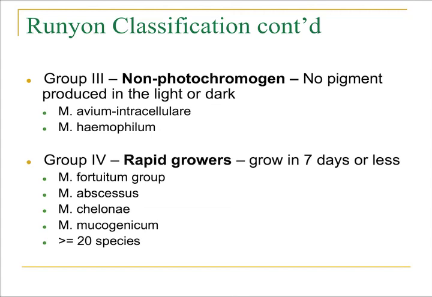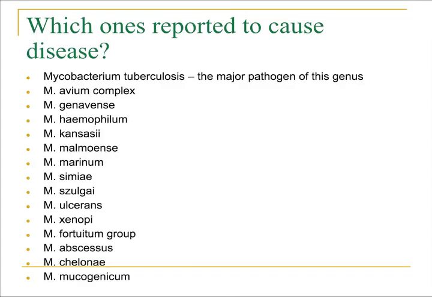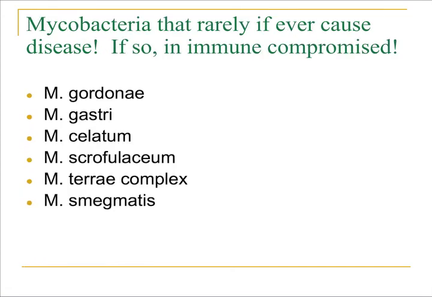On the next slide are the ones which are mostly reported as causing disease. Of course, the major pathogen of our genus Mycobacteria is tuberculosis, but you can see on this slide there are many species of Mycobacteria capable of producing disease. On the next slide, you can see the ones that rarely, if ever, cause disease. If so, it is most likely in an immune-compromised host.